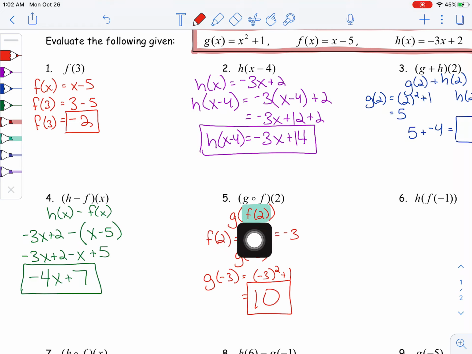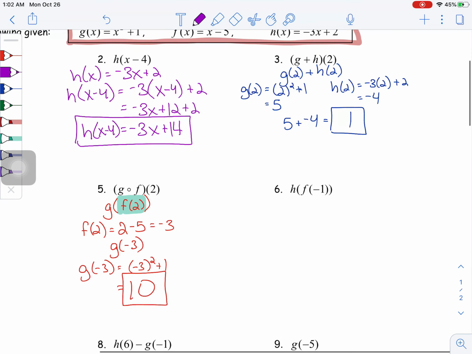Okay, so you either want to think about working inside out. So you're going to start with this f function first, replace x with 2, simplify, and then use that value in the g function. Or it's kind of weird if you go with this original function, you're kind of going to read it backwards. So 2 goes in the f function, then that answer goes into the g function. This is truly called a composite function. So it's the composition of the g and f functions. All right. Okay.